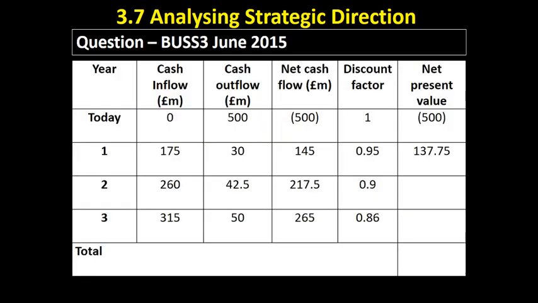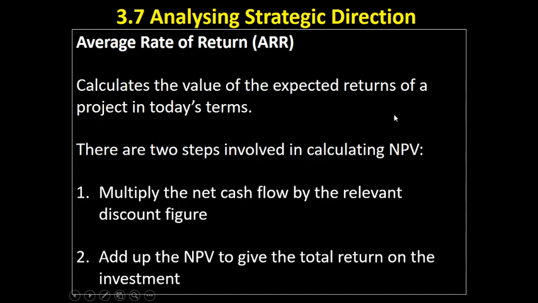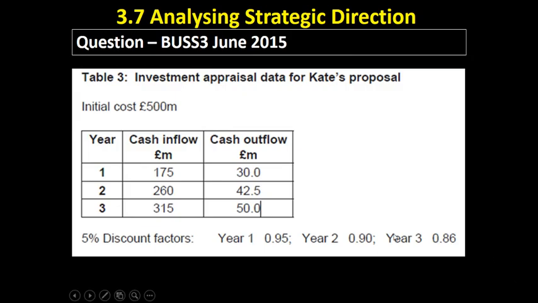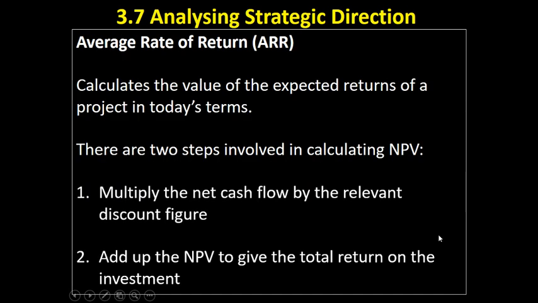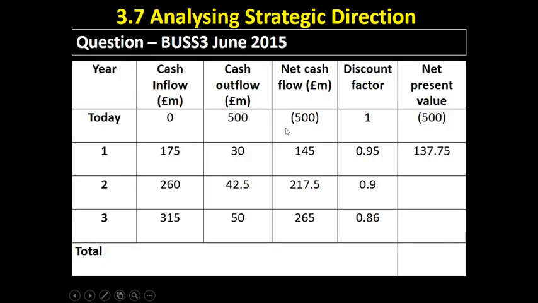So let me show you an example. All I've done is taken the information that we've already calculated. The cash inflows and outflows were given to us. The net cash flow is simply subtracting the outflows from the inflows. And I've added this discount factor column, which uses the information that we're given here. Of course, in this case, £500 million today is worth £500 million in present money, so the discount factor is 1. £500 million today is 100% £500 million in the future.